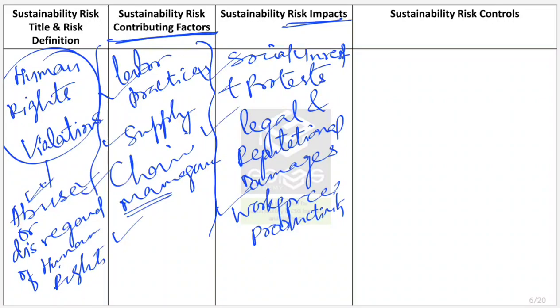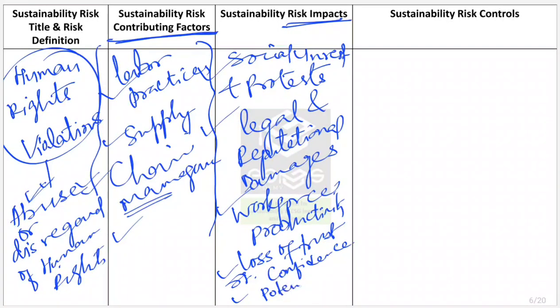Okay, then maybe one more important example for the impact is loss of trust and also the stakeholders' confidence. This can be also one of the risk impacts. And finally we can say in future maybe we can have potential legal liabilities, or also economic liabilities as well.